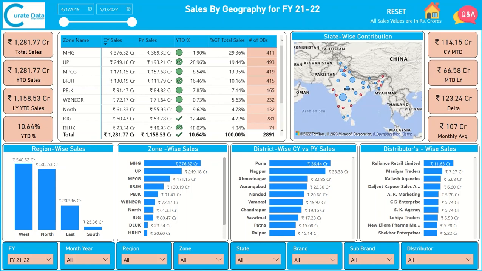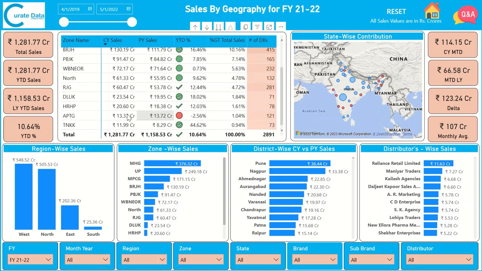Now, as you can see, this is the geography dashboard for an FMCG company. You can see there are four data cards on the left where you can see the total sales, YTD sales, last year YTD sales, and YTD percentage sales. Now in this first graph, you can see zone wise what is my current year sales, then what is my previous year sales, then what is the YTD percentage. So you can see which zone is growing or degrowing versus last year.